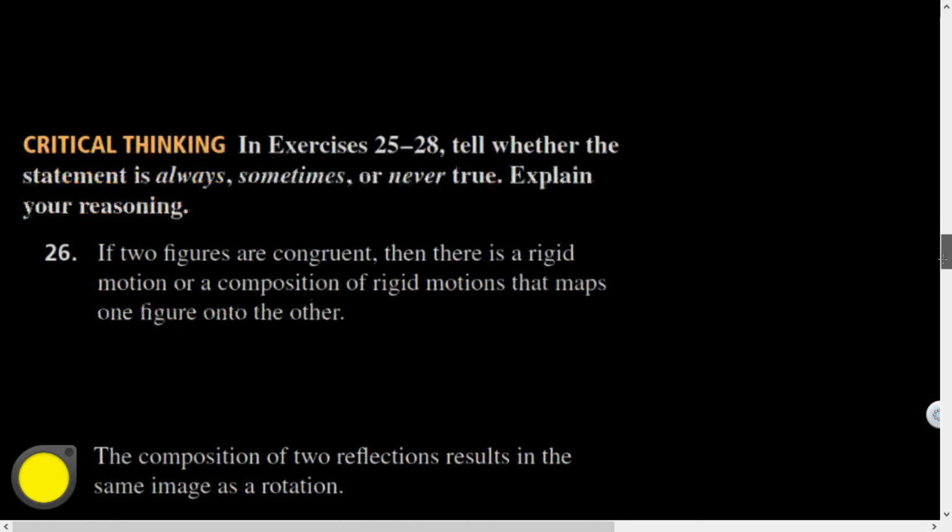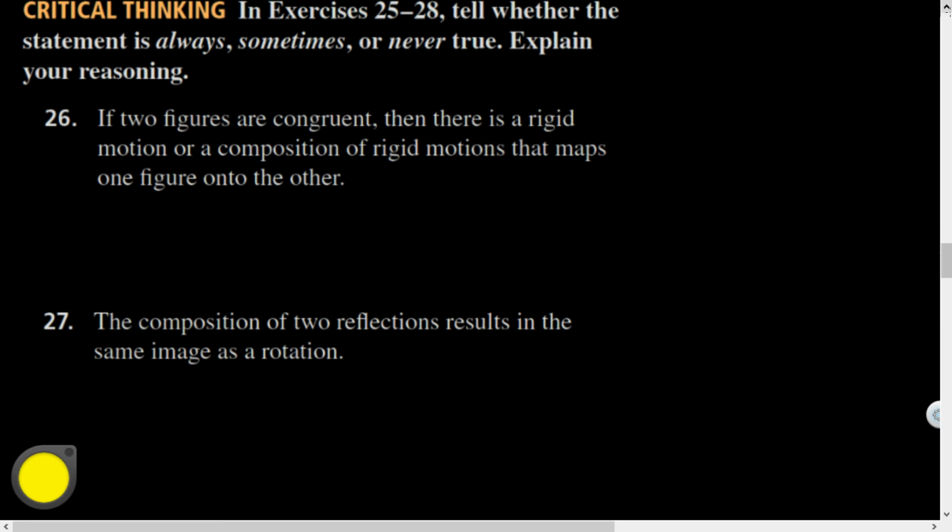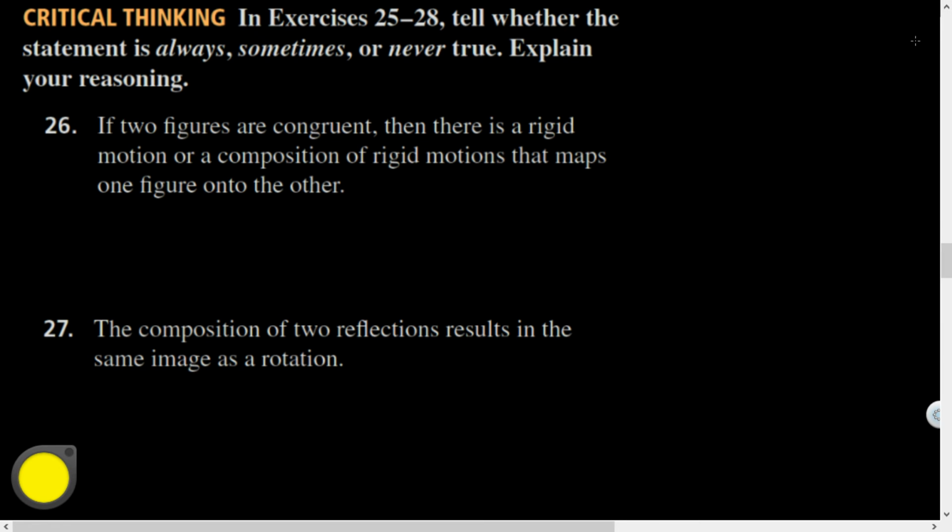And then let's see. Lastly, and we can go over some of the other ones as well if you want afterwards. It says, tell whether the statement is always, sometimes, or never true. Here it says, if two figures are congruent, then there is a rigid motion or composition of rigid motions that maps one figure onto the other. What are your thoughts? Always, sometimes, never. I believe it's always. You also could have said dare, but no, always.